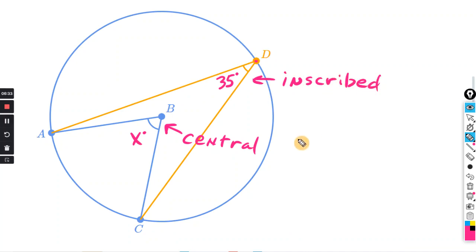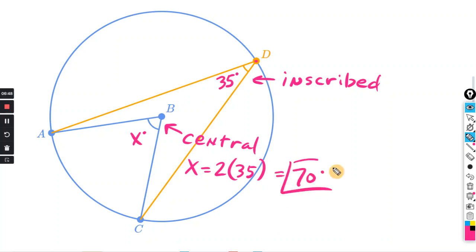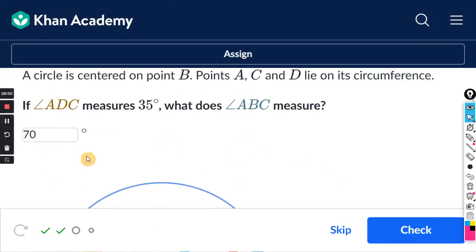We said at the beginning the central angle is 2 times the inscribed angle. So X is going to equal 2 times 35, and that equals 70 degrees. 70 degrees right in the box.